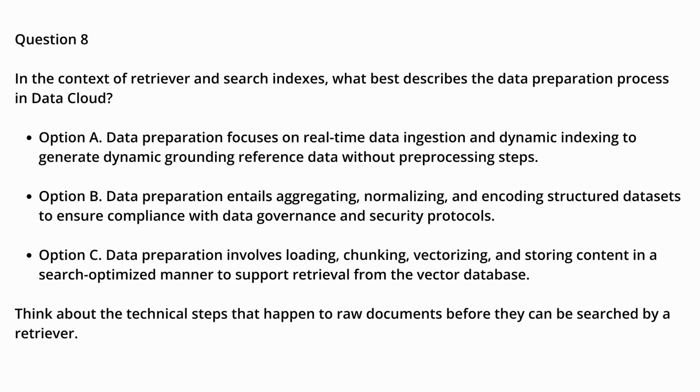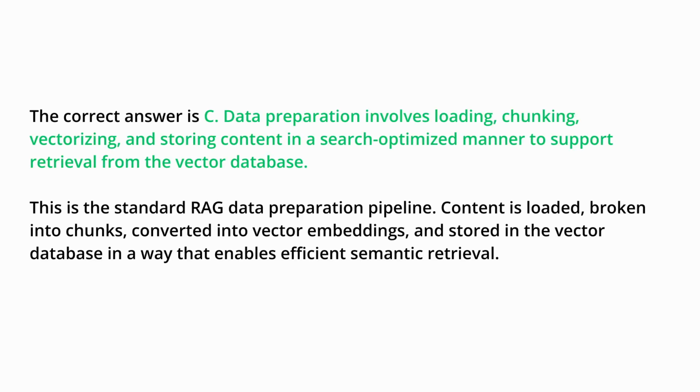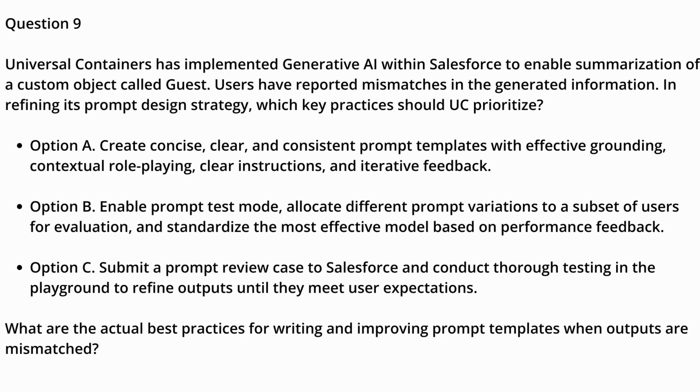Think about the technical steps that happen to raw documents before they can be searched by a retriever. The correct answer is C. Data preparation involves loading, chunking, vectorizing, and storing content in a search-optimized manner to support retrieval from the vector database. This is the standard RAG data preparation pipeline. Content is loaded, broken into chunks, converted into vector embeddings, and stored in the vector database in a way that enables efficient semantic retrieval.